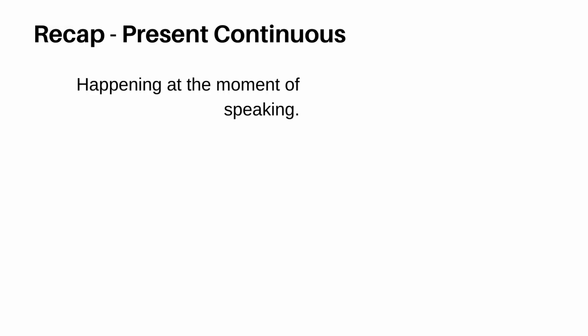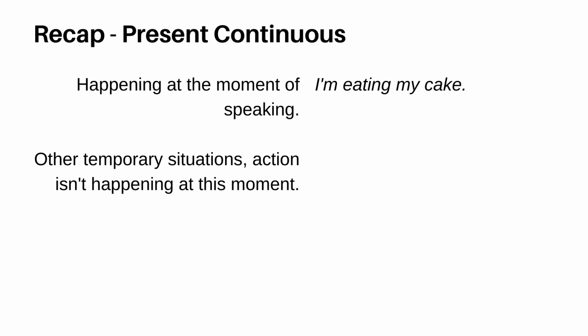Now the present continuous we generally use for more temporary things. We use present continuous to talk about things that are happening as we are speaking, at the moment we are speaking. These things usually last for a short time and they're not finished when we're talking about them. For example, I'm eating my cake. We can also use present continuous to talk about other kinds of temporary situations, even if the action isn't happening now. I'm reading a great book.